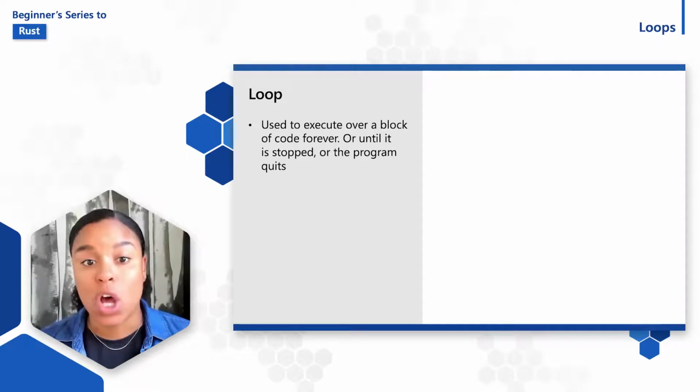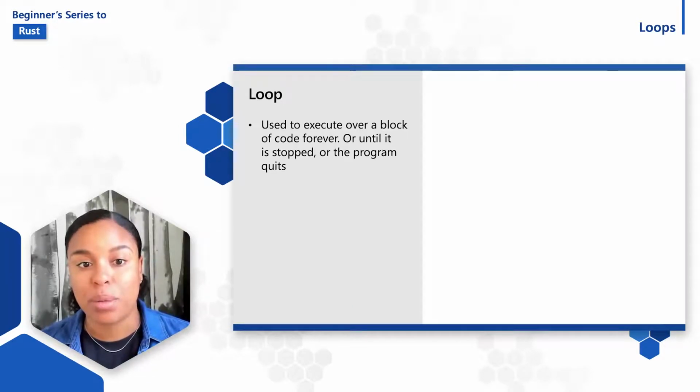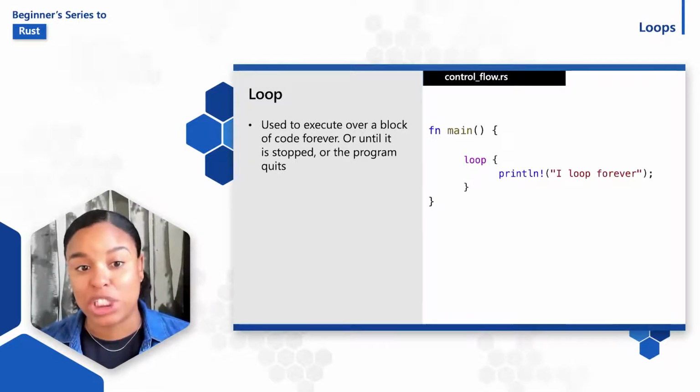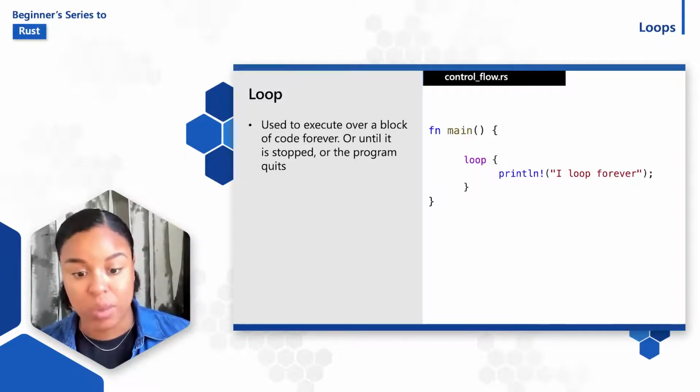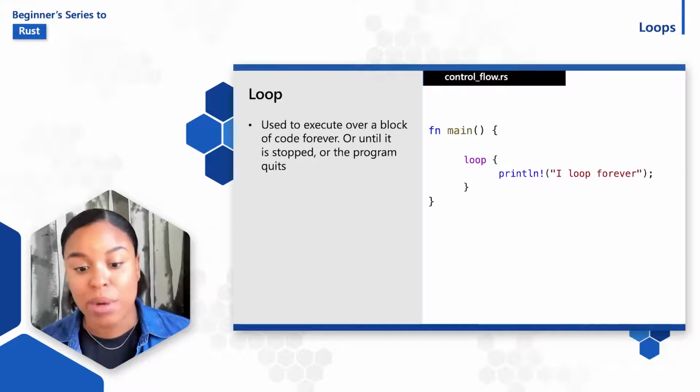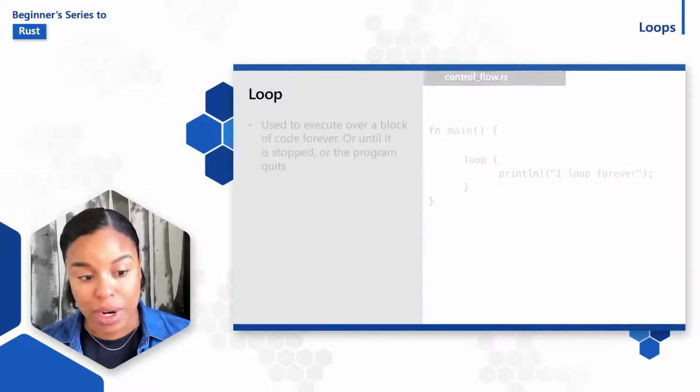First up, I'll focus on a loop. The loop keyword in Rust is used to execute over a block of code forever until it is stopped or the program quits. Let's take a look at the most basic implementation of a loop. Here in the code example, you see inside the main function, we use the loop keyword, and then within braces, there's a println macro line that says I loop forever. Currently, this loop will just do that. It will run through and print this statement over and over.